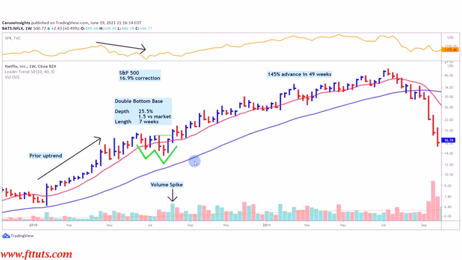Here is Netflix back in 2010. Again, this is the double bottom base that was one of my first winners. I'll never forget the $124.10 buy point. Some of those things just stick in your mind. But we had all of those great characteristics that show up in these Shaper patterns. Your prior uptrend, only a 25% deep base. It was 7 weeks in length. It was only 1.5 times the market correction. Great volume spikes on the right side. All of the Shaper characteristics were there, showing that the footprints of institutions were alive and well in the stock as it was basing with the market essentially.